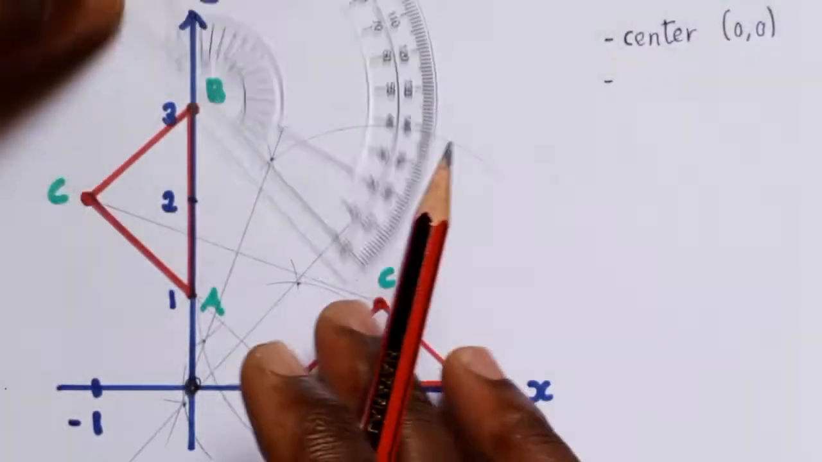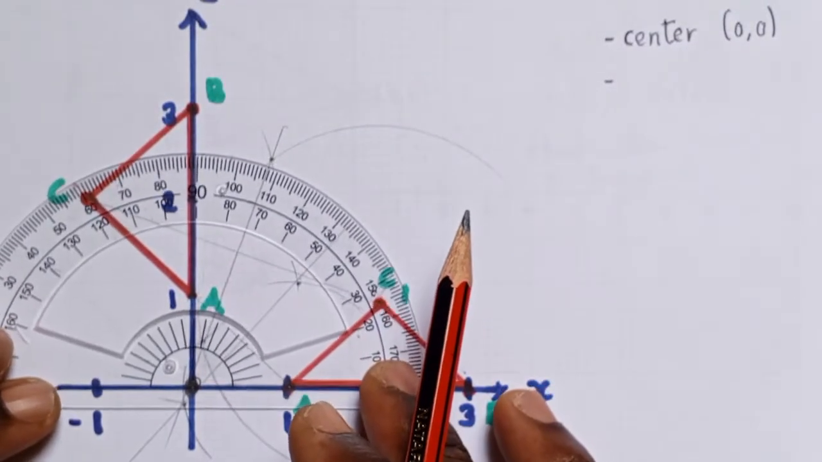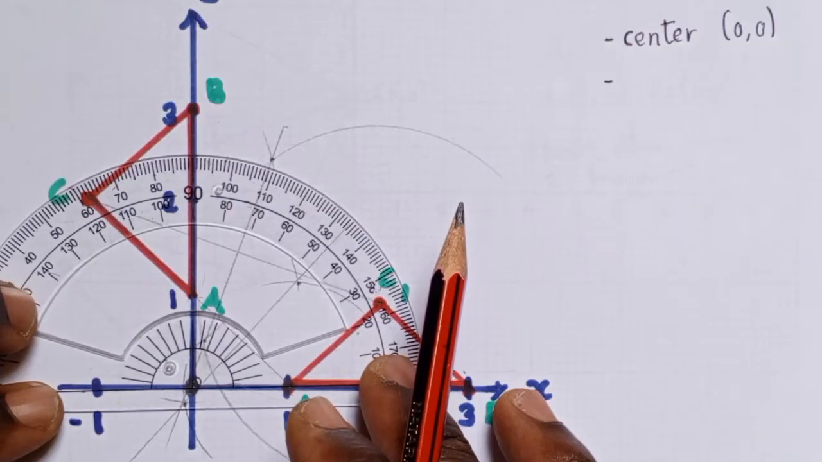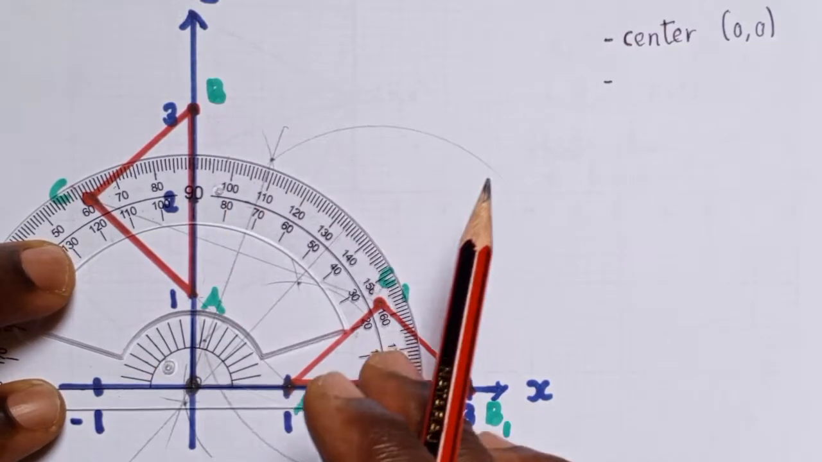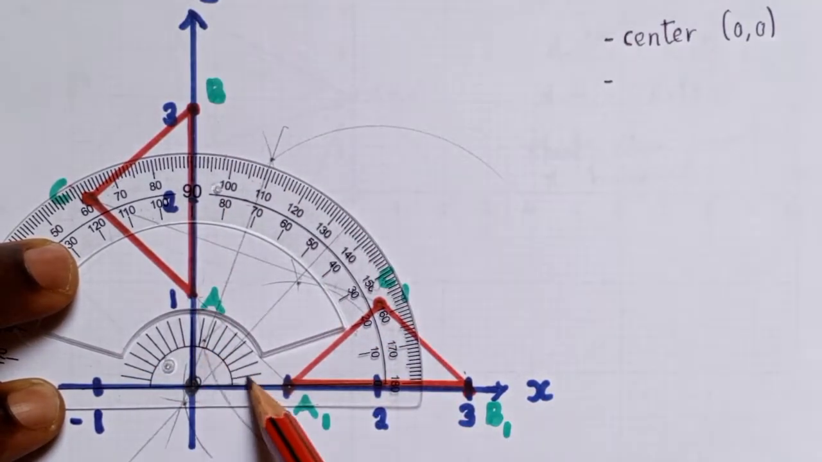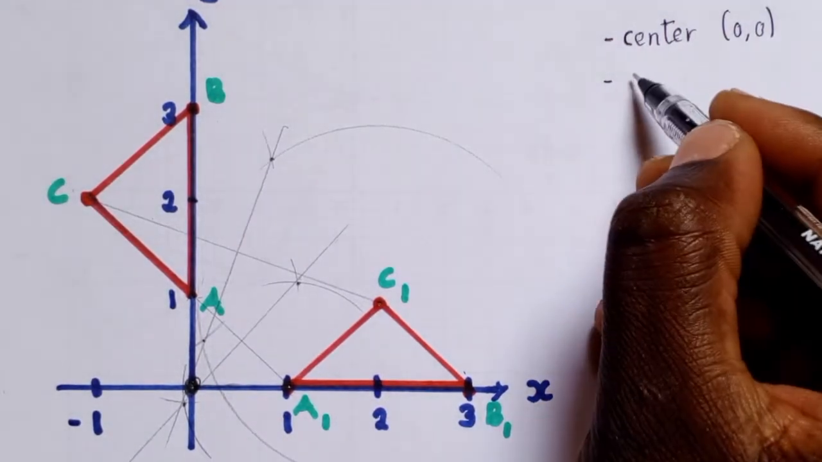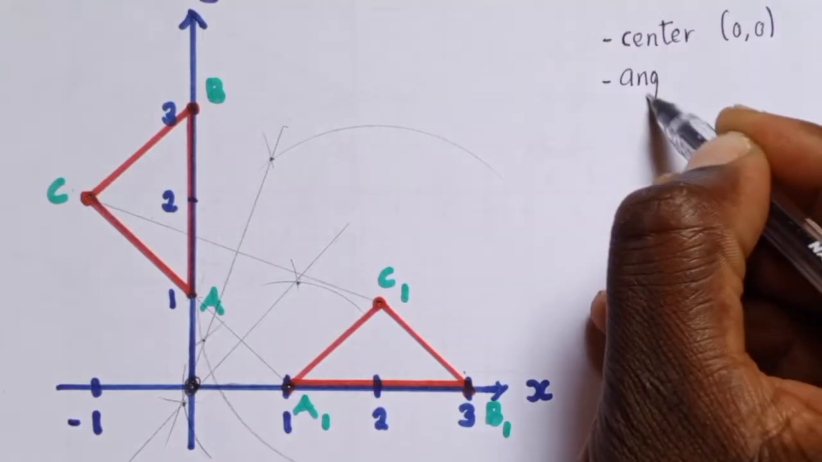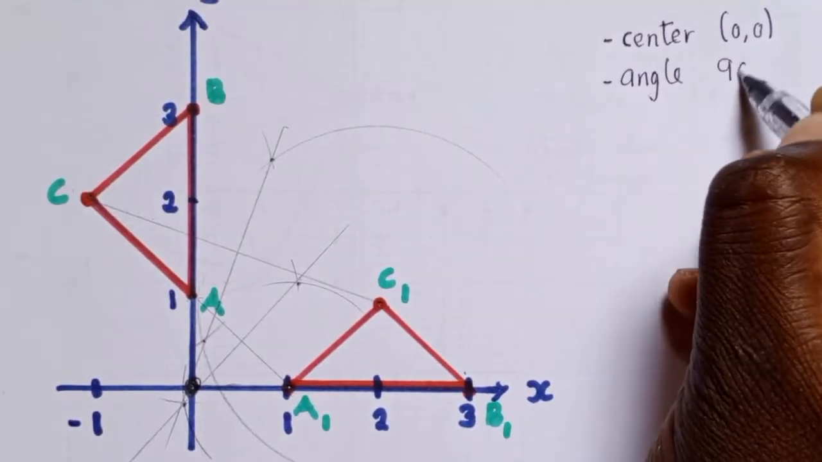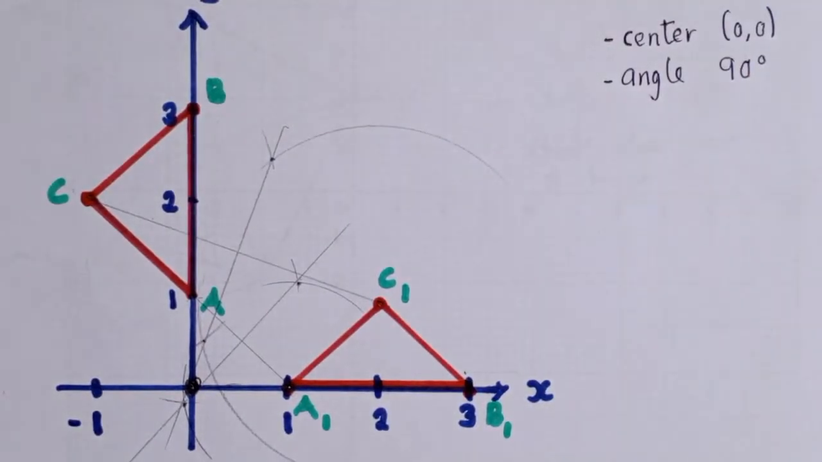If you can see nicely, the number which is right here is 90. Let me put it properly. It's like this. So this is 90, meaning the angle of rotation is 90 degrees. So angle is 90 degrees. I've got the angle of rotation, which is 90 degrees.